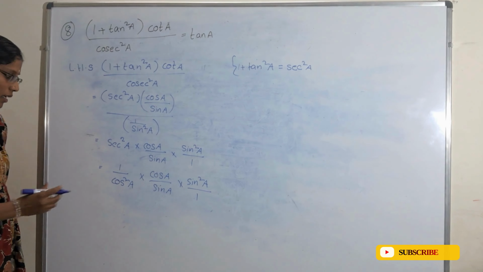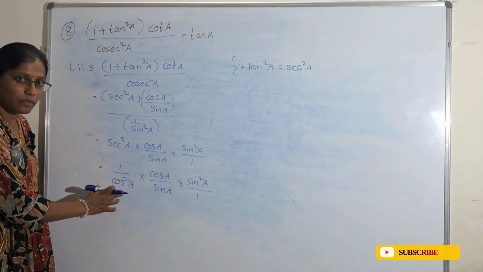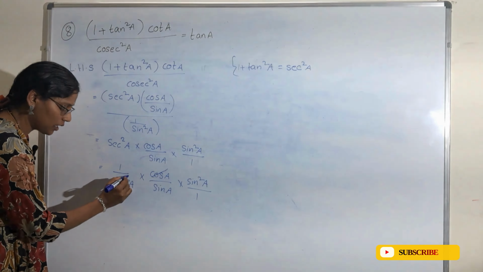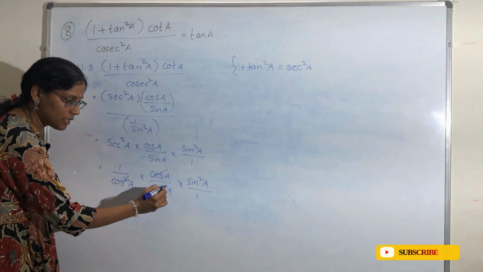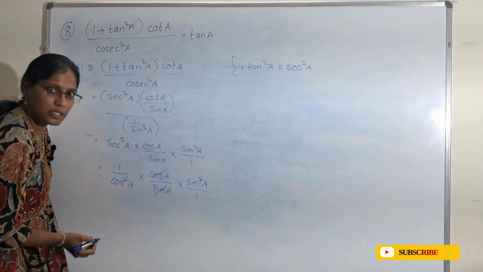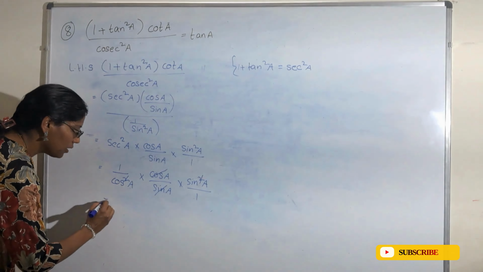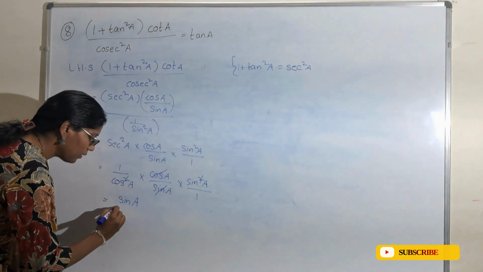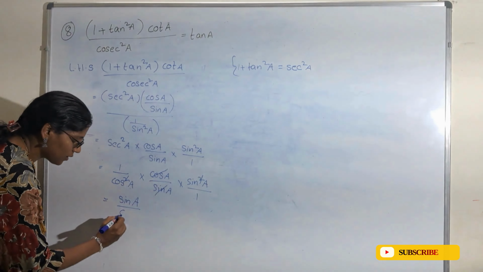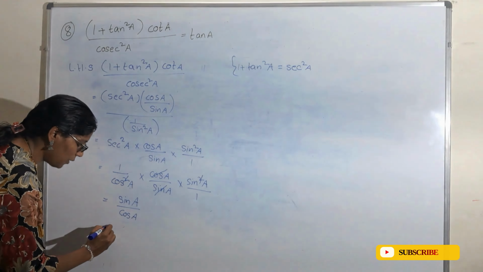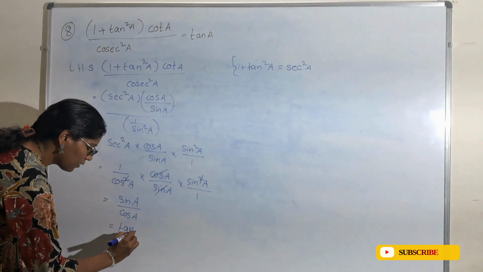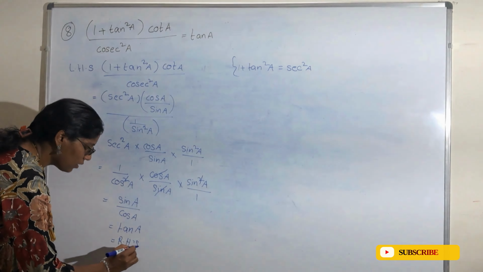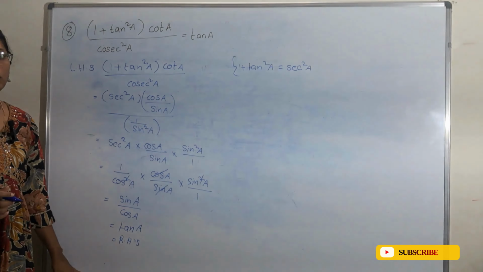Any cancellations? Here cos square A, cos values are 2, here cos value is 1. Here 1 cos, here 1 cos cancel. Here sin A, 2 times is there, 1 cancels. Remaining in the numerator, 1 sin A is there, sin A by, in the denominator cos A is there. Cos A by sin A, tan A is equal to RHS. Therefore, LHS is equal to RHS.